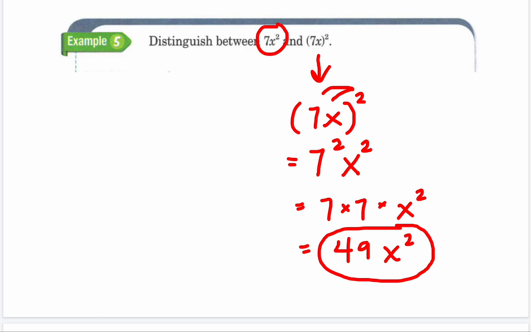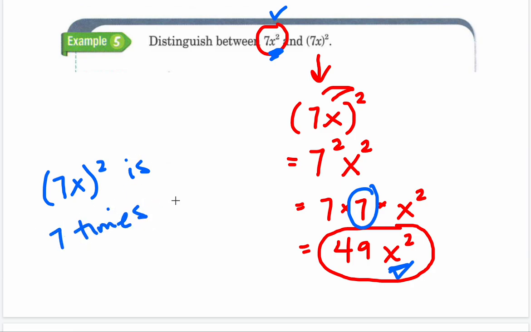Well, it looks like they're the same because they both have x squared, right? They're both the same there. The only difference is right here. 49 is really 7 times 7. There's an extra 7 being multiplied, while 7x squared only has one 7. So again, the x squared part is exactly the same. So really, the quantity of 7x squared is 7 times greater than 7x squared.